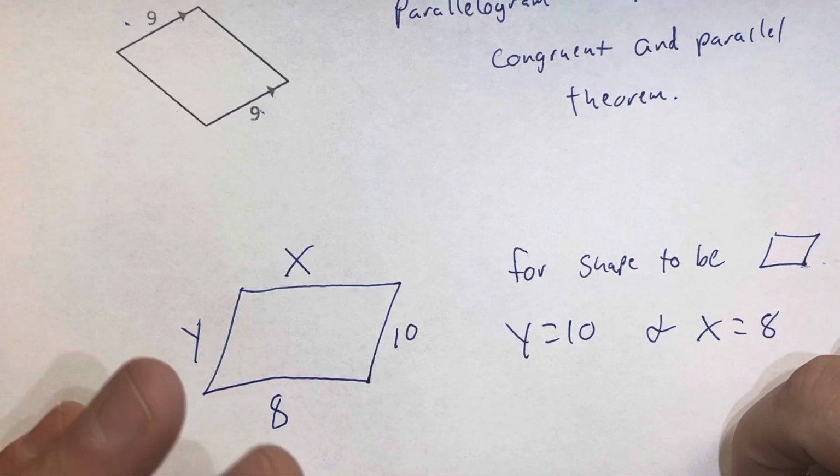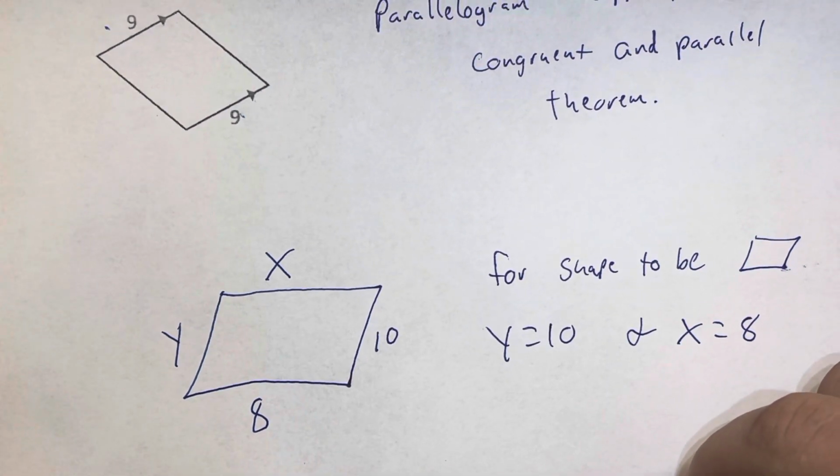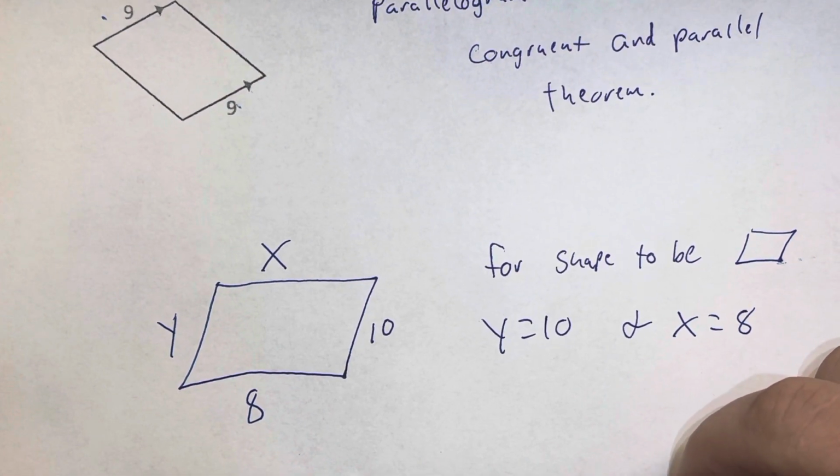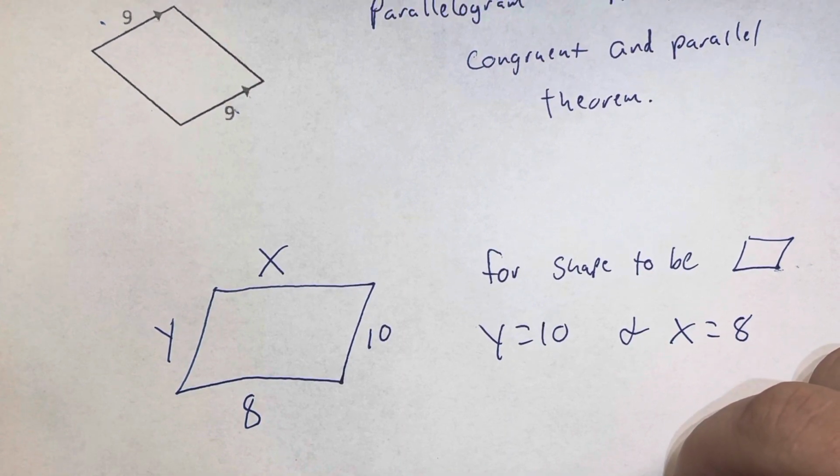So realistically, not a lot of new information. We just looked at the opposite theorems from the day before. The only thing that was different was the opposite sides parallel and congruent theorem, where we had to look and see if one pair of opposite sides was congruent and parallel. Then I would know it's a parallelogram.